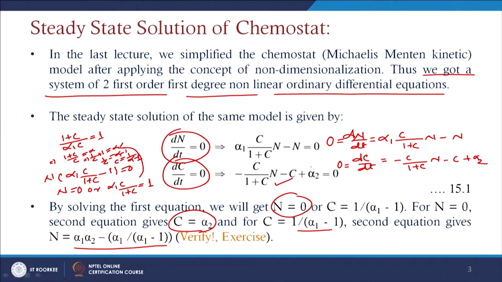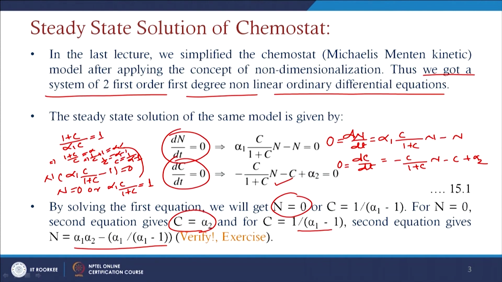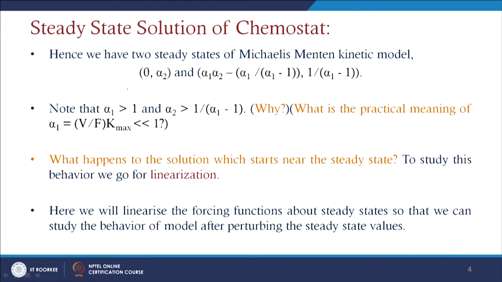If we proceed further, we now have two steady states for this equation, that is, the Michaelis Menten kinetic model. The first is n equals 0. If you see here, for n equals 0 we get c equals alpha 2, and for c equals 1 by alpha 1 minus 1, we obtain n equals alpha 1 alpha 2 minus alpha 1 by alpha 1 minus 1. Both these values I am writing here.